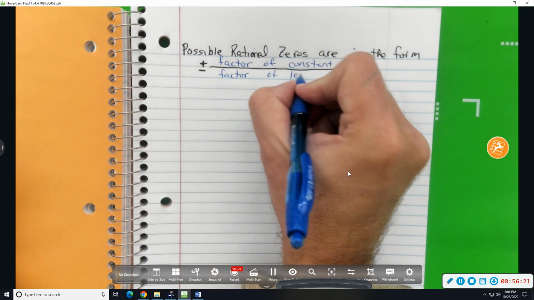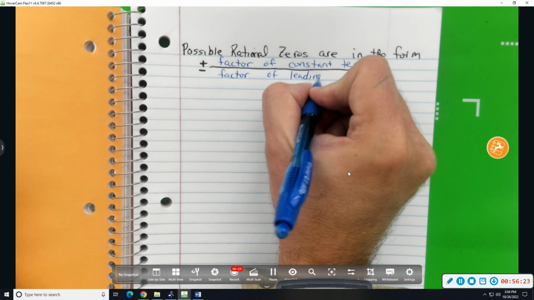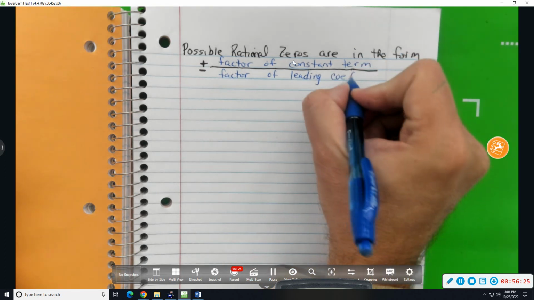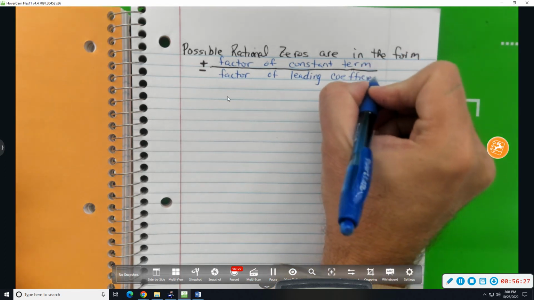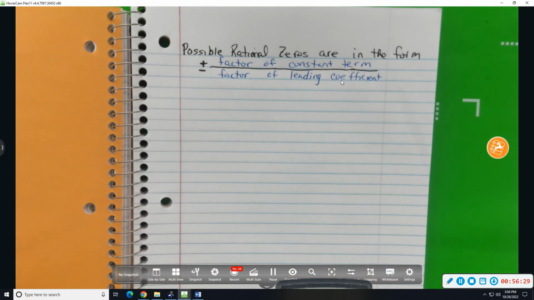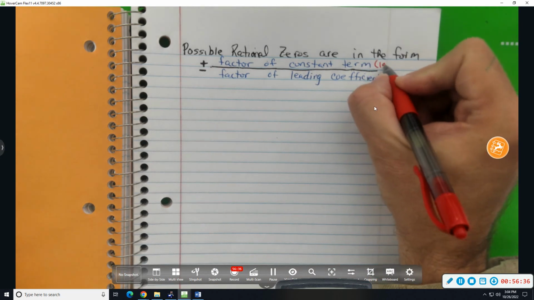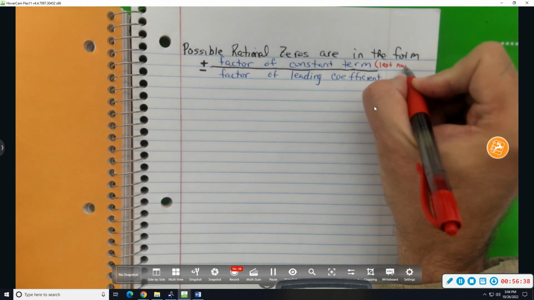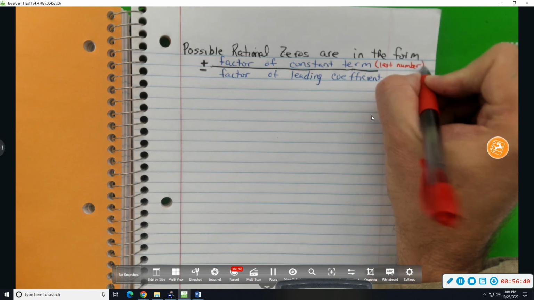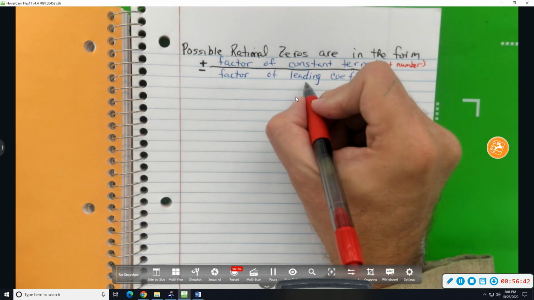Possible rational zeros must be in the form, the numerator has to be a factor of the constant term. The denominator has to be a factor of the leading coefficient. By the constant term, we mean the last number in the polynomial, the thing that doesn't have an x. And leading, what do you think leading means? Well, the first number.